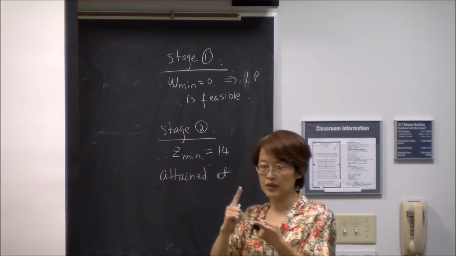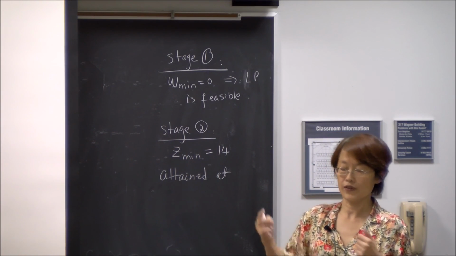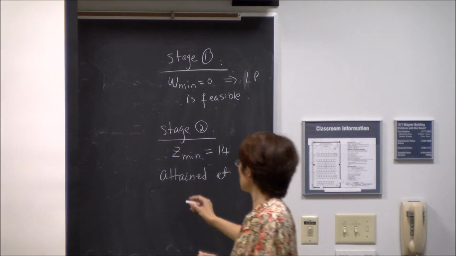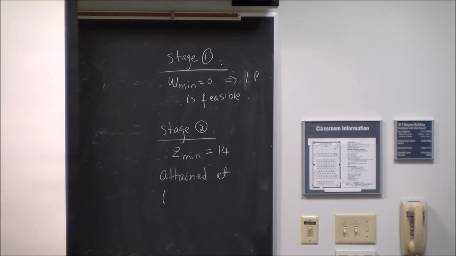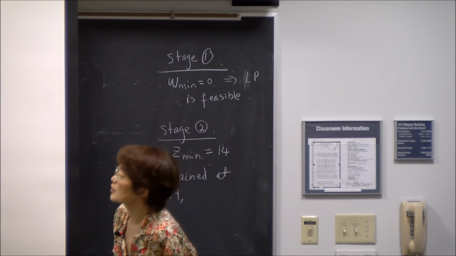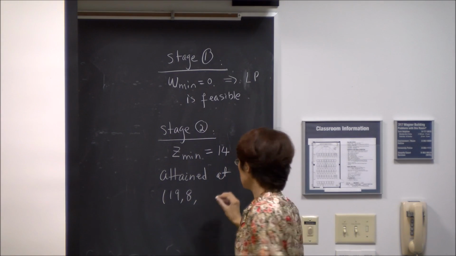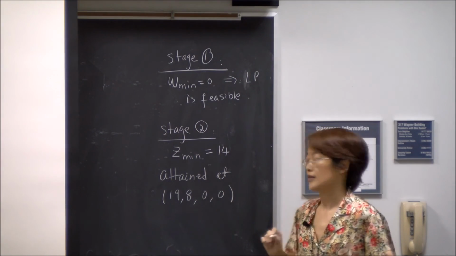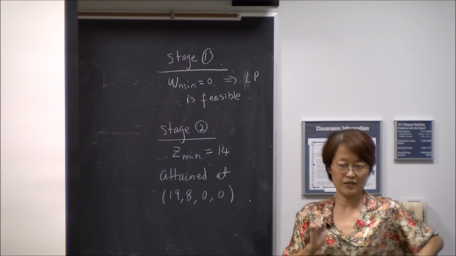I only care about x1, x2, x3, x4. What will those values be to attain z, that 14? So tell me, what will be x1? How do you read it? x1 is 19. Is that right? And x2 is 8. And what are x3 and x4? Because they are non-basic. And then you complete. Is it clear, the 2 stages?